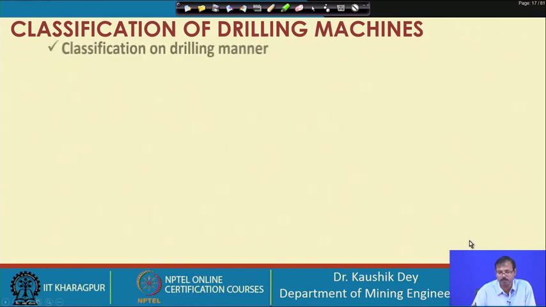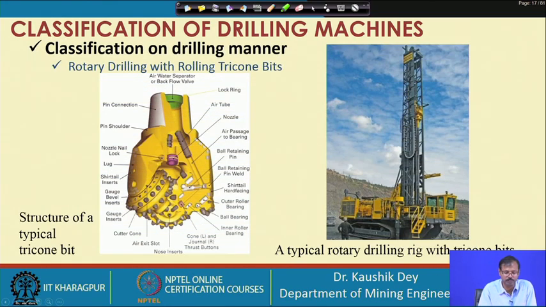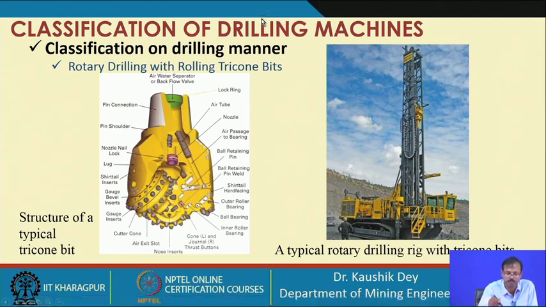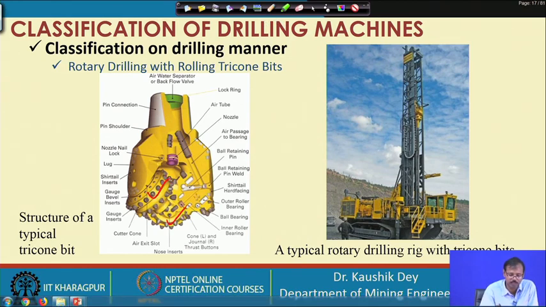I think you should have a look at the bit first. So, these are the three rollers, placed at 120 degrees to each other, and these rollers are rolled down. These are the tungsten carbide beads which basically cut the material. So, let us go back to our description.